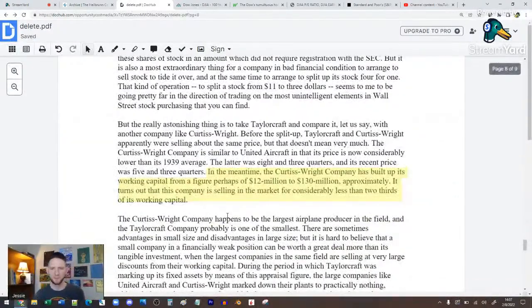But then he said, let me give you, I believe this one is a counterexample. You're going to have to wait until we see here. But in the meantime, the Curtiss-Wright company, which is also an aviation manufacturing company, has built its working capital from about 12 million to about 130 million. He doesn't give us a time range, I don't believe. But he just said there's modest growth here, and he believes it to be more accurate. It turns out this company is selling on the market for considerably less than 2/3 of its working capital. So this is one of those famous nets that Ben Graham is famous for.